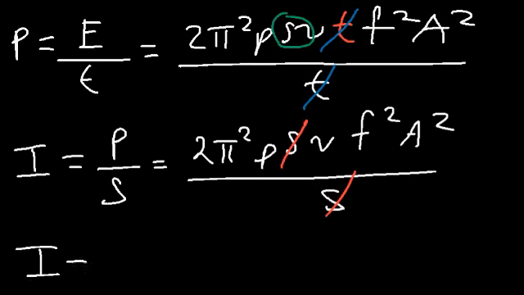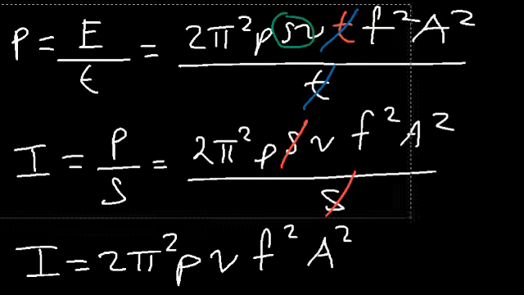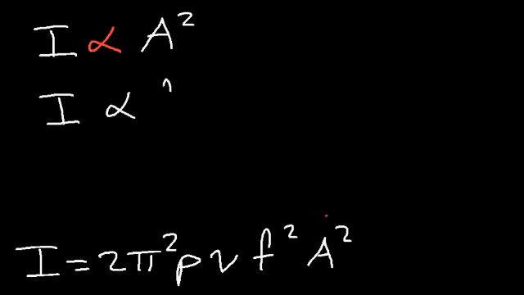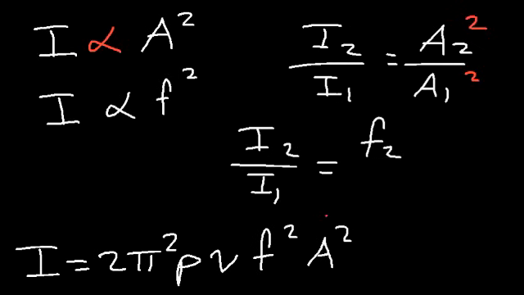So the intensity of a wave is 2 pi squared times the density of the medium that the wave travels through times the velocity of the wave times the square of the frequency and the square of the amplitude. So as we mentioned before, the intensity is proportional to the square of the amplitude. We talked about that earlier. But also you could see that the intensity is proportional to the square of the frequency. So I2 over I1 is equal to A2 divided by A1, but squared. You can also write a relation between intensity and frequency. I2 over I1 is equal to f2 divided by f1, but squared as well.